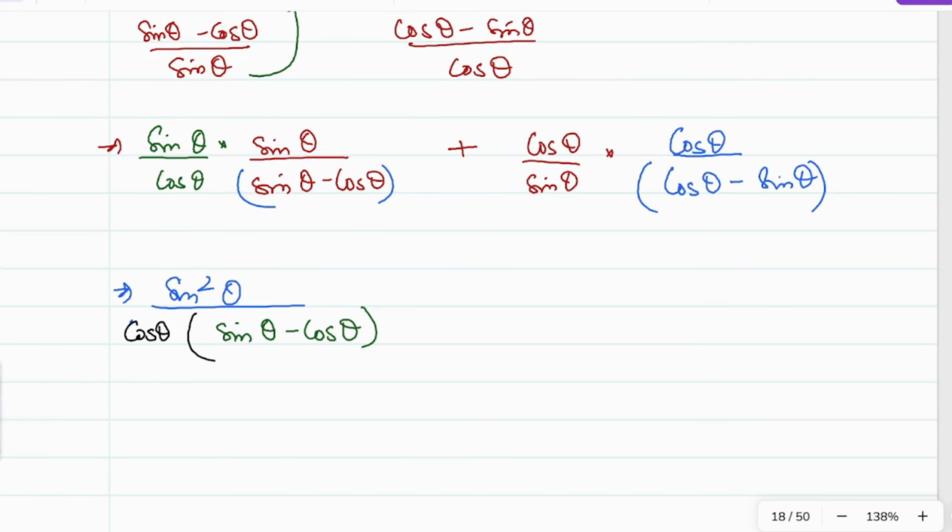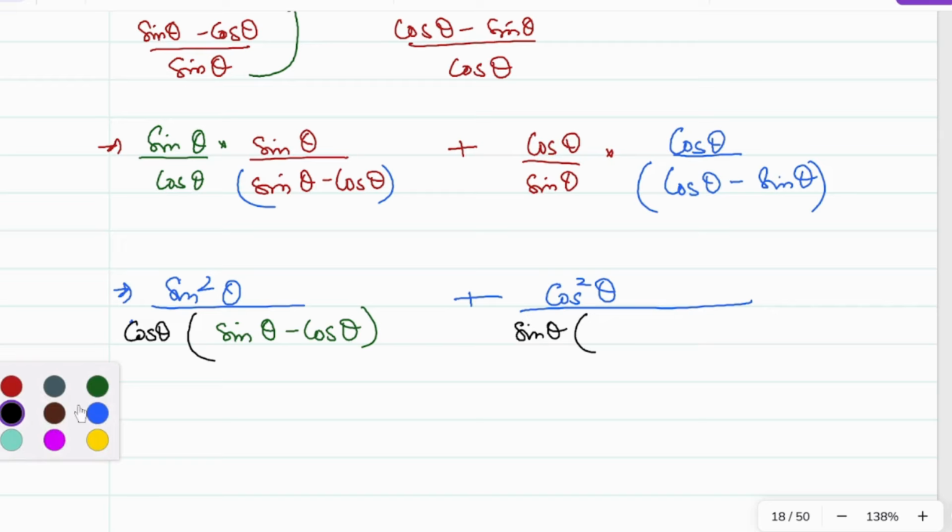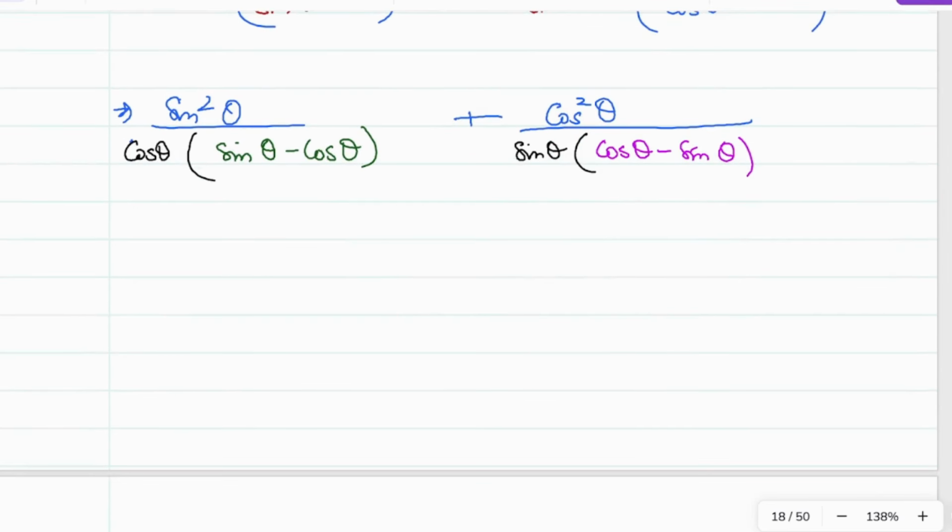Then the next part I need to write here, which is equal to, what is cos theta into cos theta? It is cos square theta divided by, similarly, sin theta into cos theta minus sin theta, right? In this way we will write the equation. Now what we have to do is find our LCM. But before doing that, check these two.